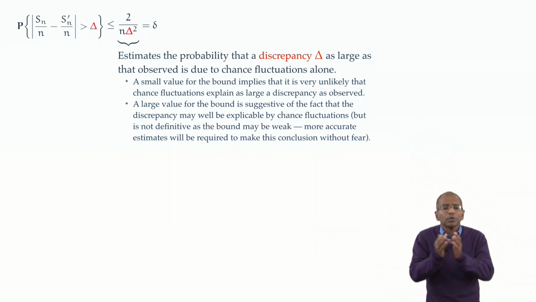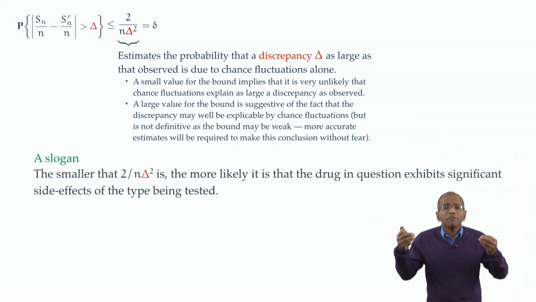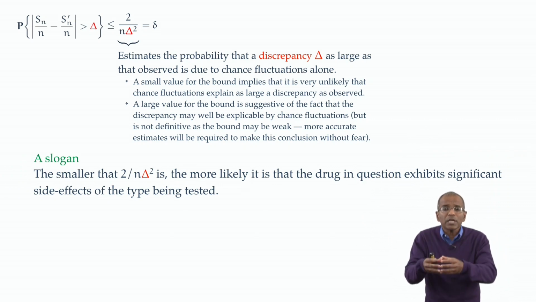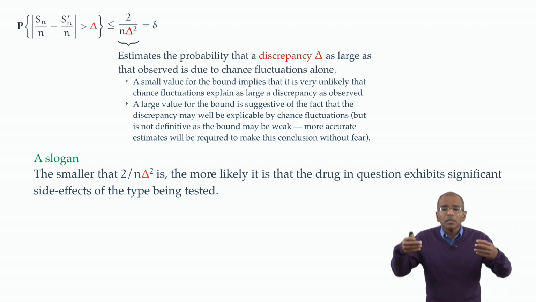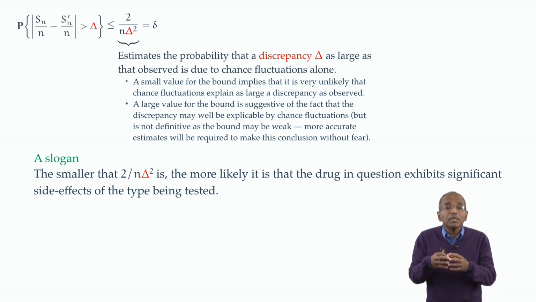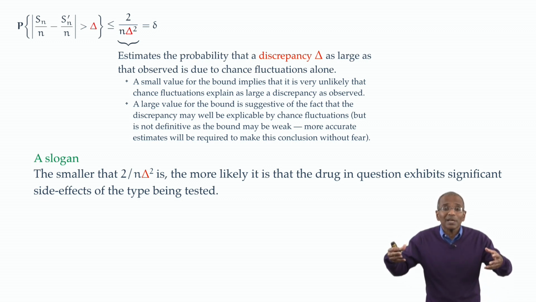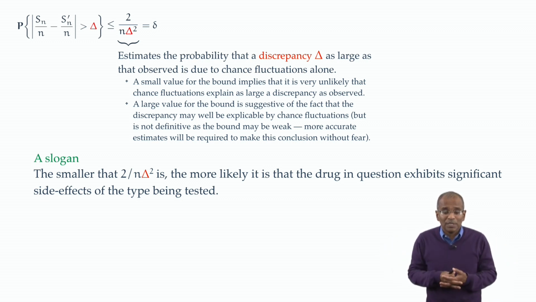And so here we have a slogan. The smaller the fraction, 2 times the reciprocal of n times the observed discrepancy squared, the smaller this fraction is, the more likely that the drug in question exhibits significant enhanced side effects, for example, cardiac arrests, of the type being tested. Again, it is hard to imagine a simpler and easier pronouncement.